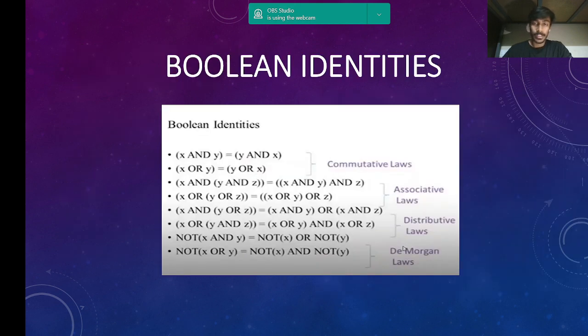There are some laws for Boolean identities: the commutative law, associative law, distributive law, and De Morgan's law. The commutative law is: x AND y is equal to y AND x, and x OR y is equal to y OR x. Basically, x plus y plus z is equal to z plus y plus x. It's the same laws we're going to use here. And De Morgan's law is a different law we're going to use. For NOT (x OR y), for the OR gate, it converts to an AND gate in De Morgan's law.